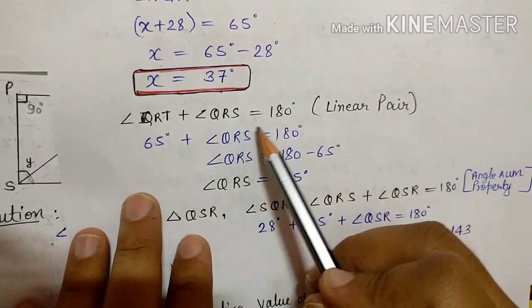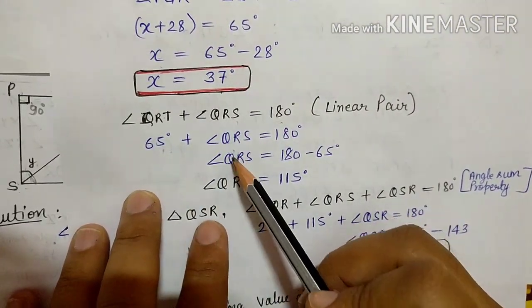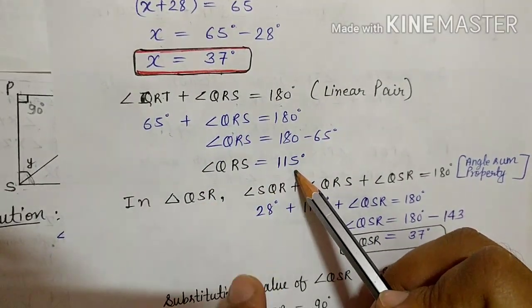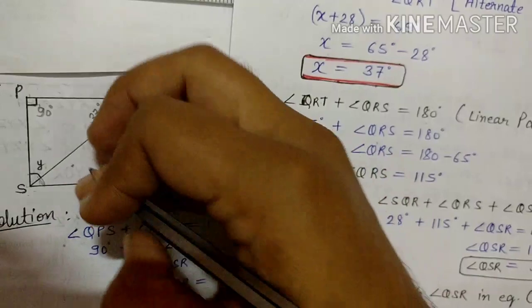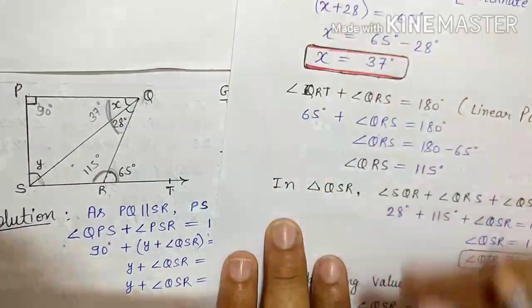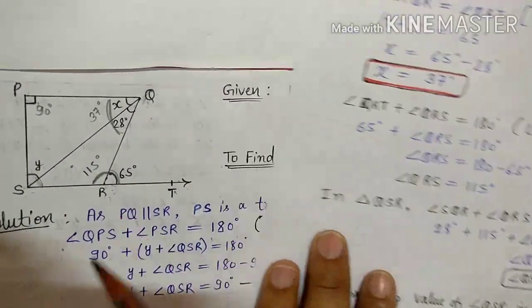So their sum is how much? 180. So angle QRT is already given 65. QRS we can find out by subtracting 65 from 180. So we get angle QRS how much? 115. Angle QRS, this inside one, how much? 115 degree. Okay, 115 degree.